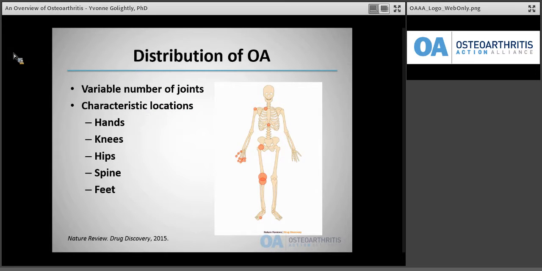For osteoarthritis, it really can occur in any number of joints. It can be in one joint. It can be in many joints. There are a number of locations where we see it most often, which include the hands, knees, hips, spine, and the feet, although it is also seen in other joints like the ankles, the shoulder, and the jaw.